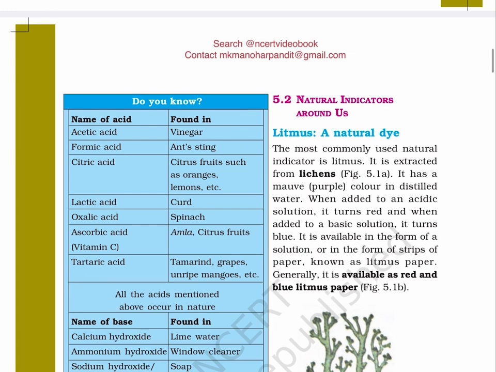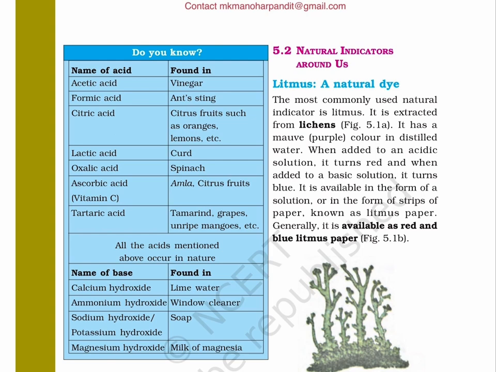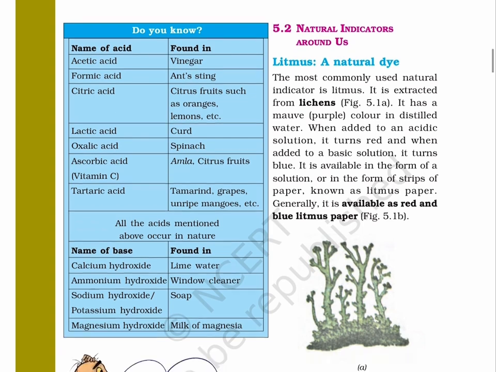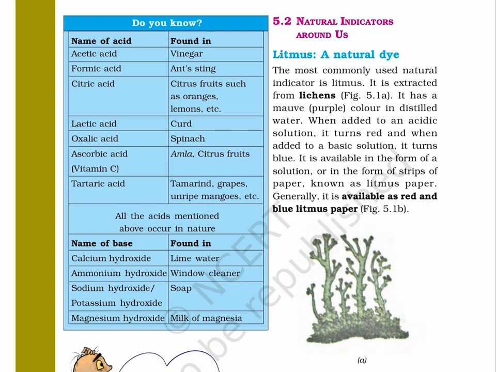5.2. Natural indicators around us. Litmus, a natural dye. The most commonly used natural indicator is litmus. It is extracted from lichens. They can be observed in figure 5.1a. Litmus has a mauve or purple color in distilled water. When added to an acidic solution, it turns red, and when added to a basic solution, it turns blue.